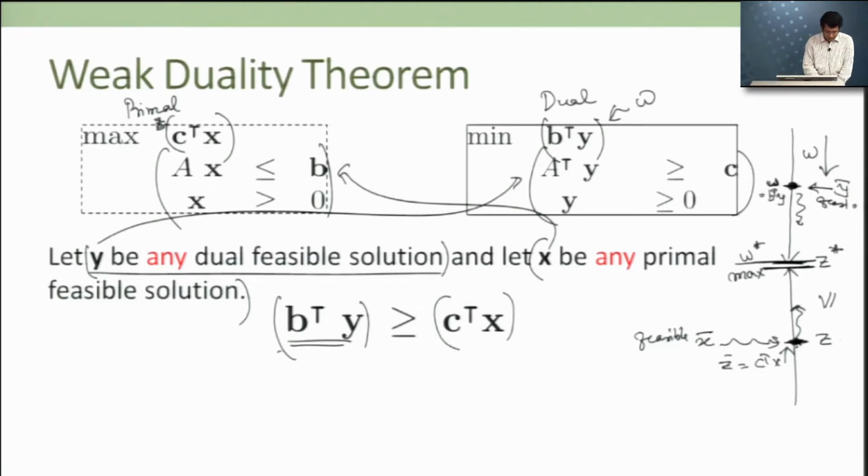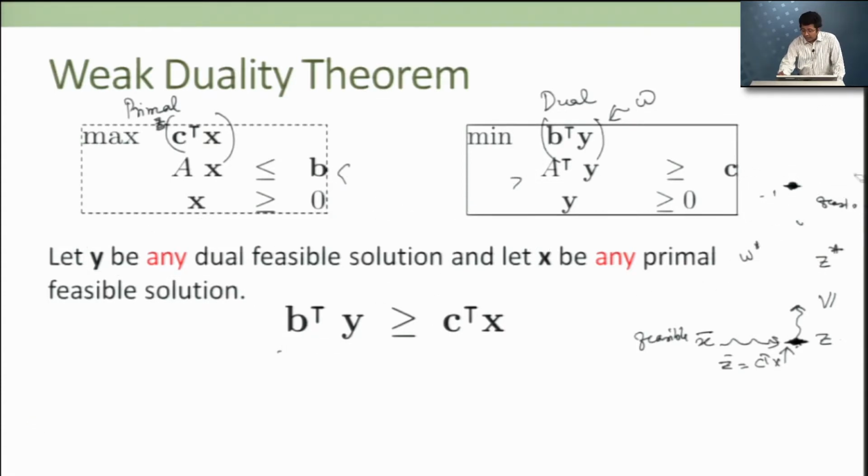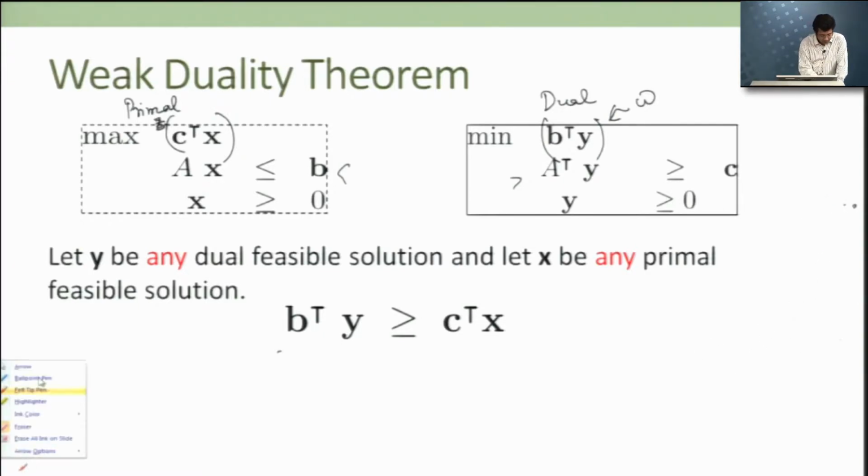What we are saying is any dual solution, optimal or suboptimal, is going to be greater than or equal to any primal solution, optimal or suboptimal. This is very interesting. Okay, let's prove it. The proof is very simple and very nifty. But understanding what we are trying to prove and visualizing it through this picture is very important. So we have y, we have x. These are given to us. Let's look at this magic quantity.